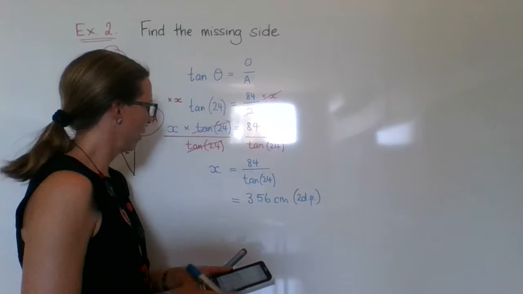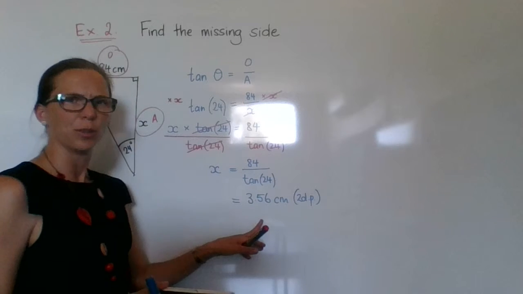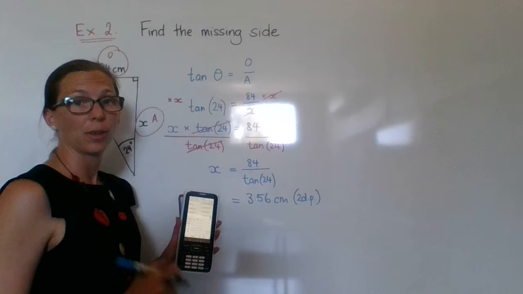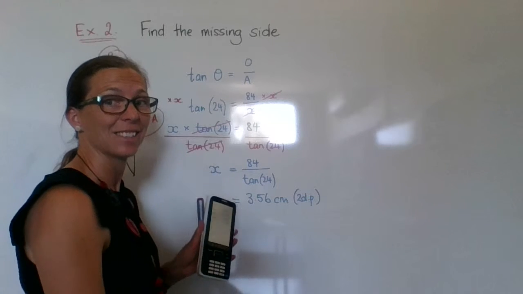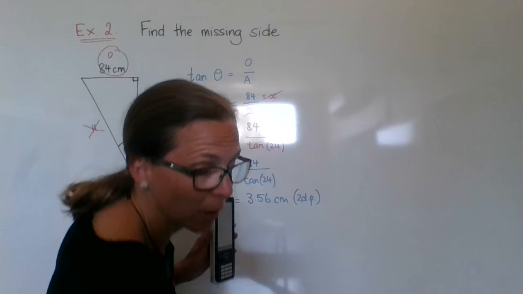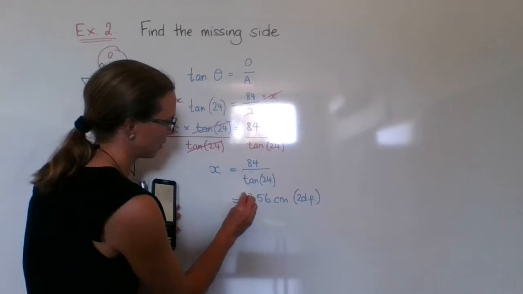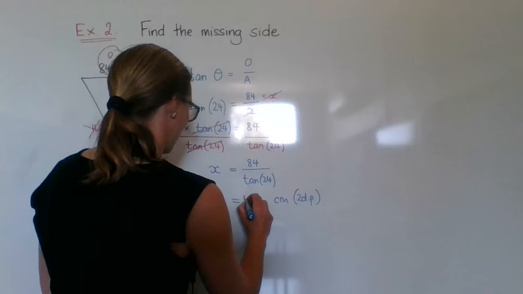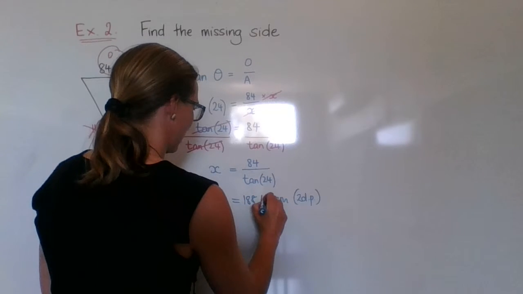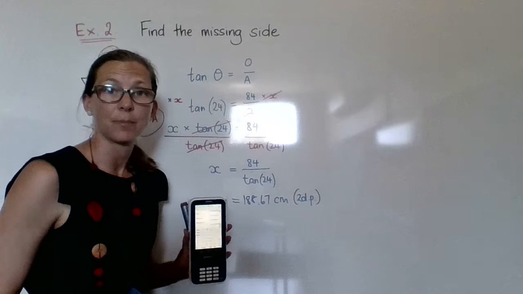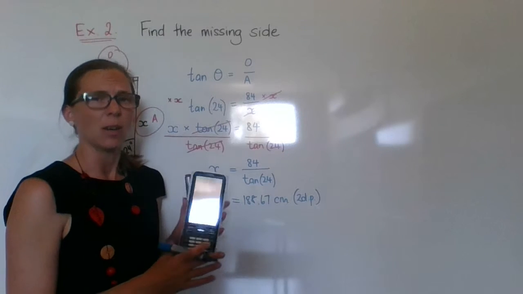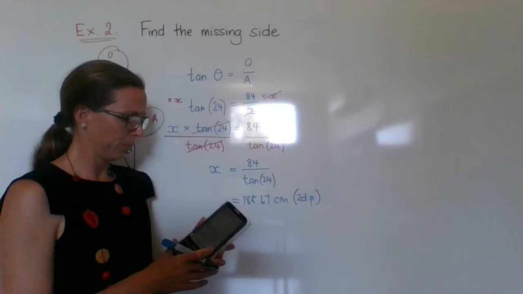Beg your pardon. I looked at that result and I was a bit confused because it seems far too short for this side. And I realised I'd entered the wrong thing in my calculator. I'd written 8 times tan 24. So I've re-entered it, 8 divided by tan 24, and I get 188.67 centimetres, which I think goes to show that you've got to question the numbers that you get every now and again when something seems a bit odd.